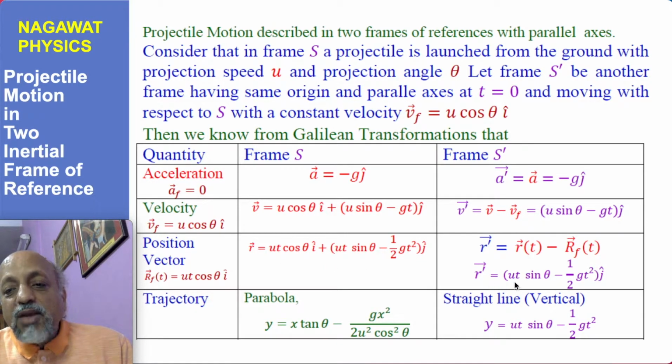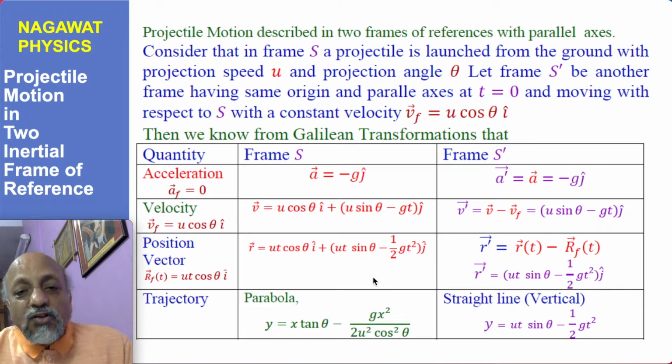So r prime is also ut sin theta minus half gt squared j cap, which means there is no change in the x coordinate, or the x component of the velocity is 0. There is no change in the x coordinate in the case of frame S prime, and in the case of frame S, both x and y coordinates are changing as described here. The equation of trajectory which we have obtained earlier is a parabola in the xy plane.